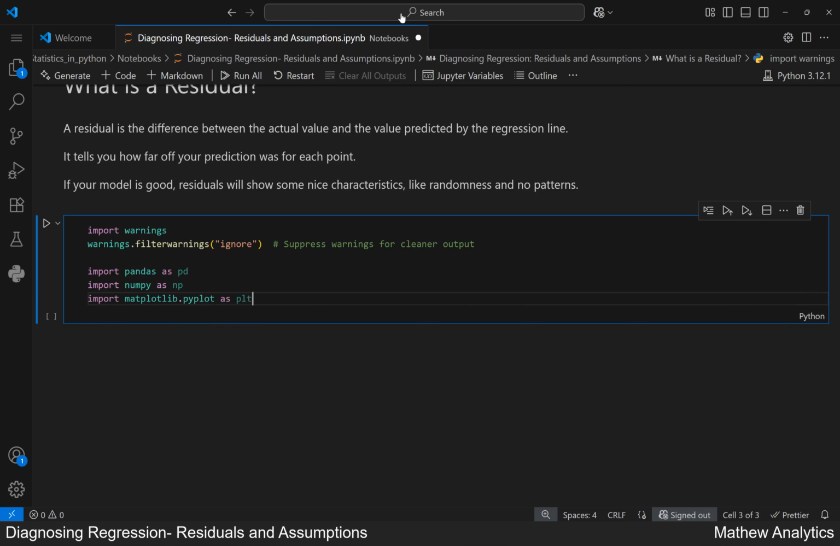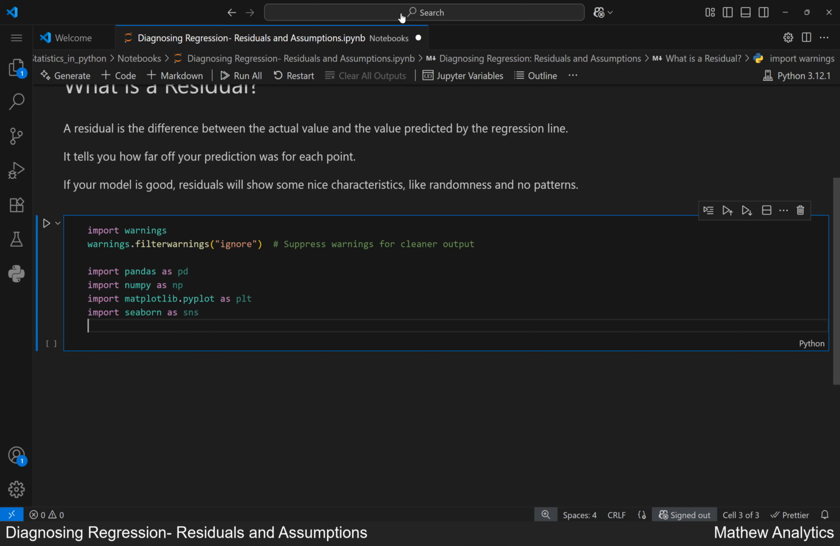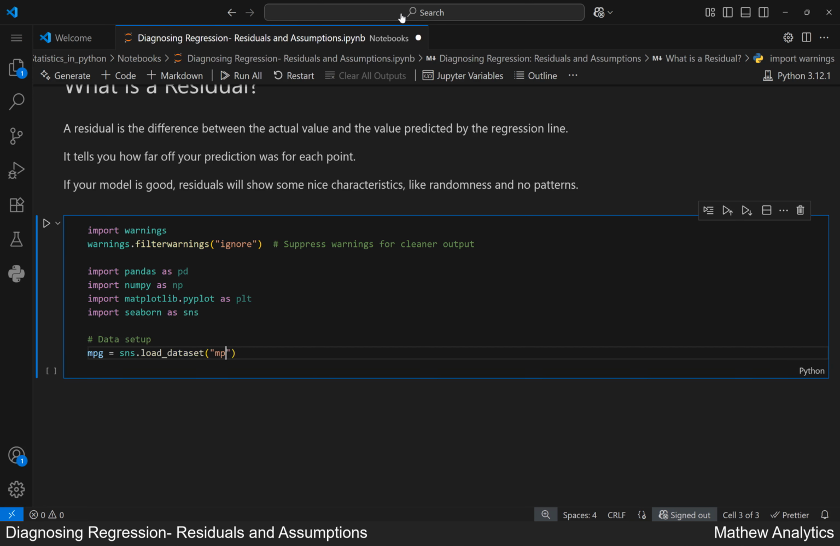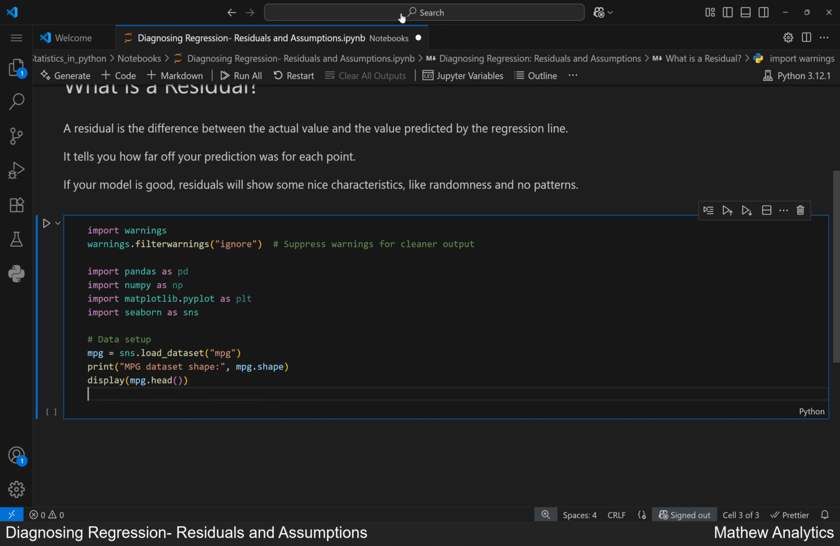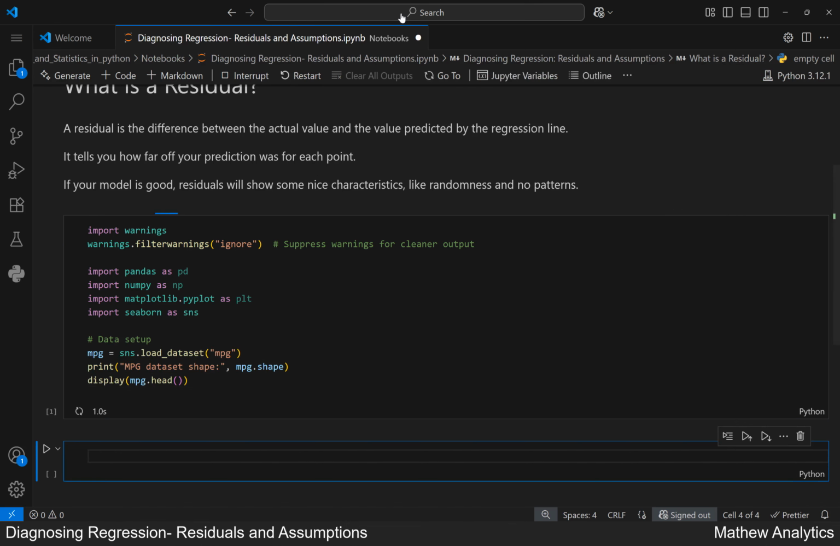We load a real dataset about car fuel efficiency. The data is called mpg, which stands for miles per gallon. Here, we look at the shape of the dataset, which tells us how many rows and columns it has. Now, we preview the first 5 rows of the table to see what the data looks like. Running the cell now. Which column do you think could predict miles per gallon?